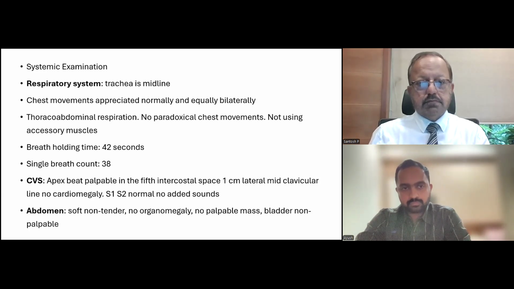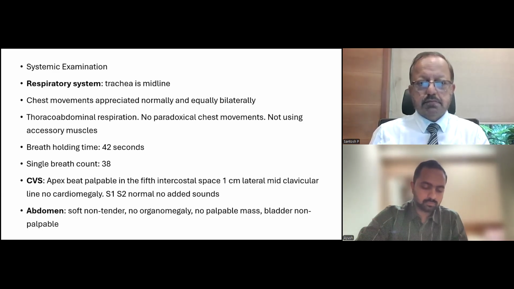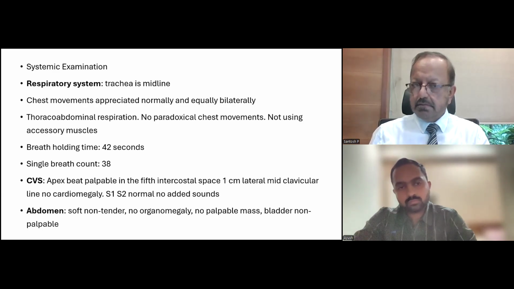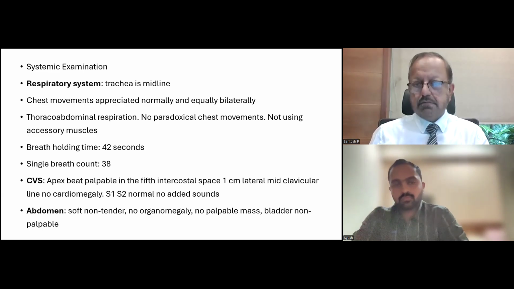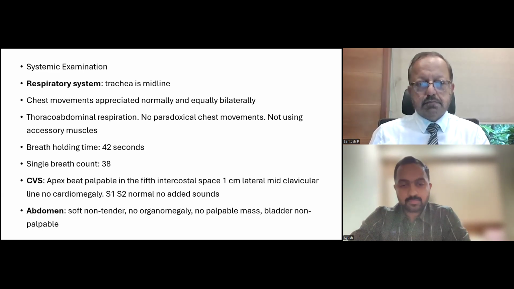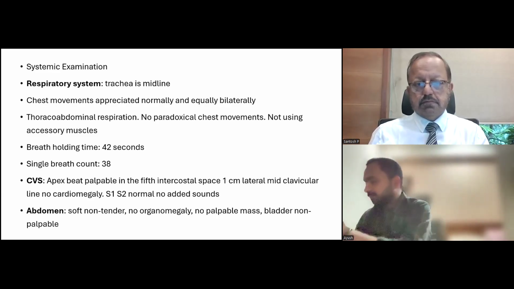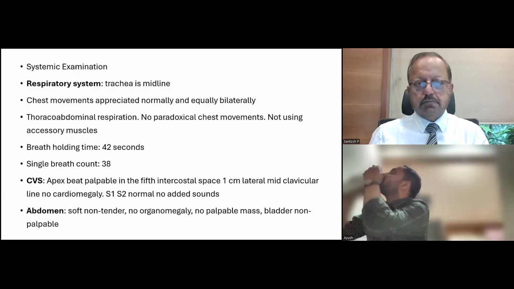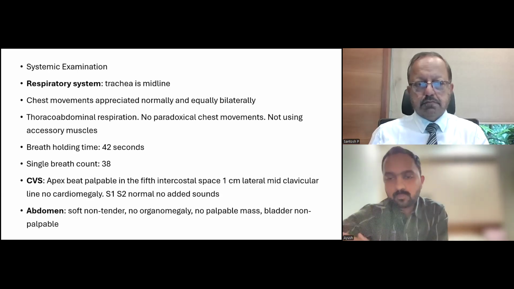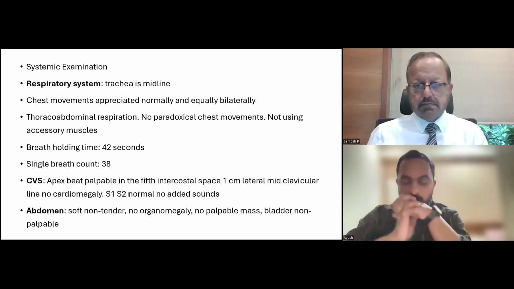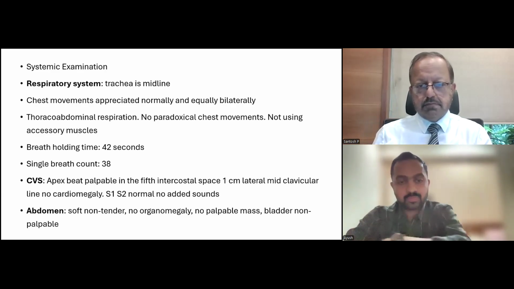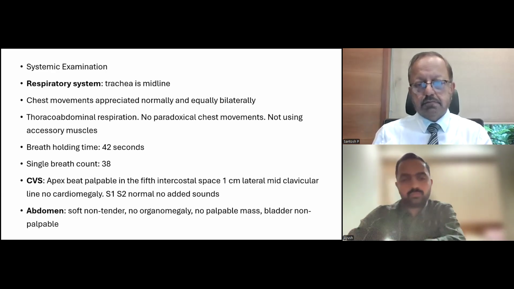On systemic examination, central respiratory system, trachea was midline. Chest movements appreciated normally and equally bilaterally. Thoraco-abdominal respiration, no paradoxical chest movements seen. No use of accessory muscles seen. Breath holding time was 42 seconds. Single breath count 38. On CVS examination, apex palpable in the fifth intercostal space, 1 centimeter lateral to midclavicular line, no cardiomegaly. S1, S2, no added sounds. Abdomen soft, non-tender, no organomegaly, no palpable mass. Bladder was not palpable, normal.